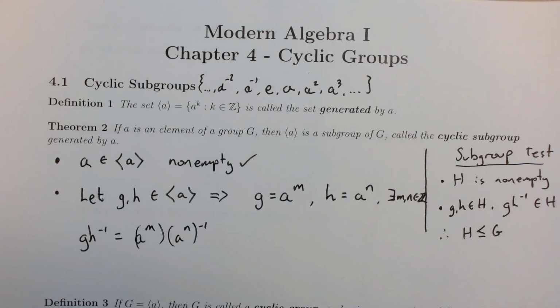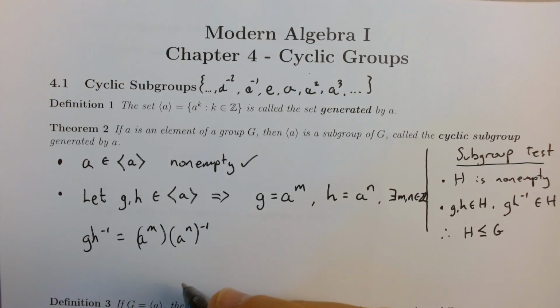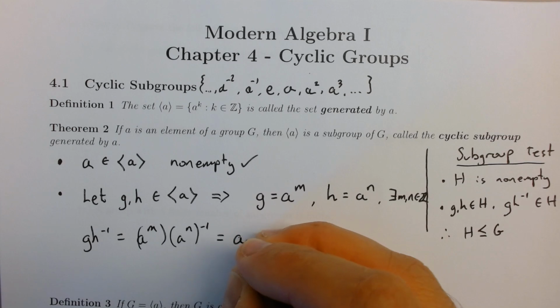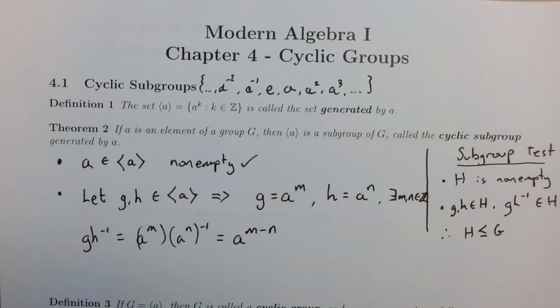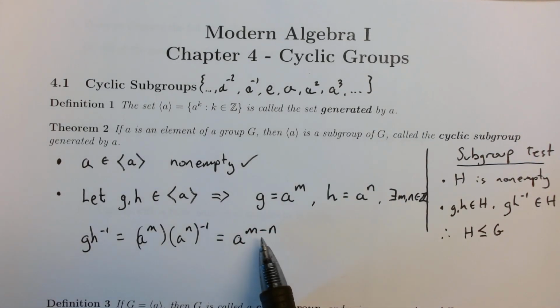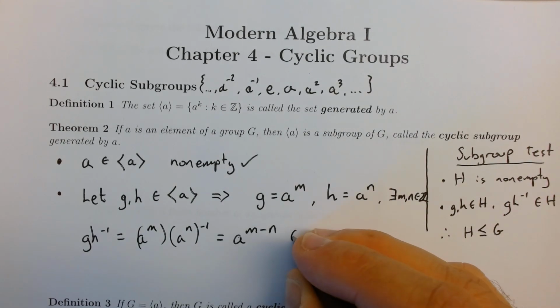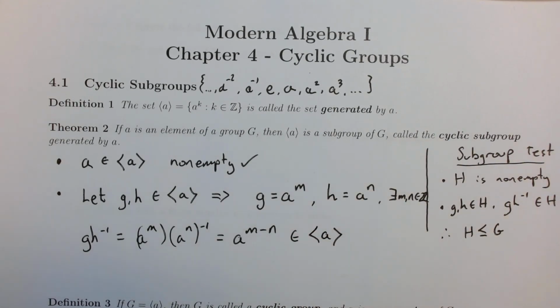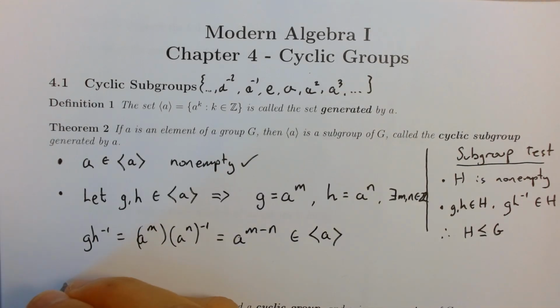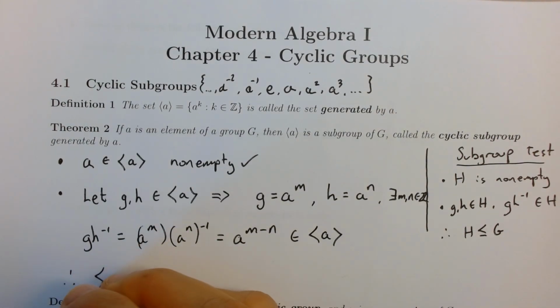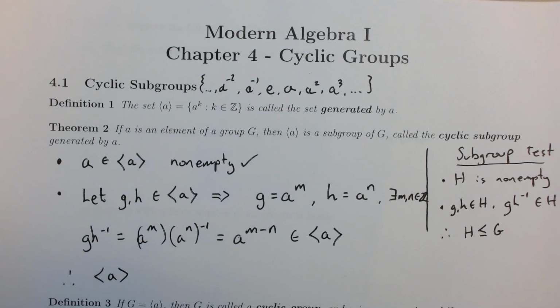But here we can use just our ordinary rules of exponents. This would be minus n, and then we can add the exponents together. So this is a to the m minus n. And since m and n are integers, the difference between them is also an integer. So this does belong to the set generated by a. So we can have our conclusion that the set generated by a, or we'll be calling it from now on the subgroup generated by a, is a subgroup of G.